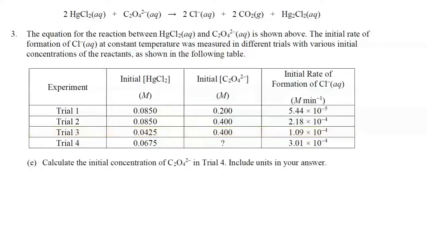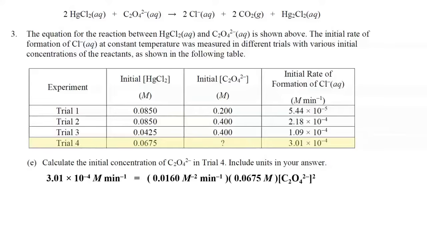So now what I'm going to do is take the data from trial 4 and plug it into the rate law so I can solve for the initial concentration of C2O4 2-. So my initial rate is 3.01 times 10 to the negative 4 molarity per minute. My rate constant from part D is 0.0160, and the units are molarity to the negative 2 power, minutes to the negative 1. My initial concentration of HgCl2 is 0.0675 molarity, or moles per liter.